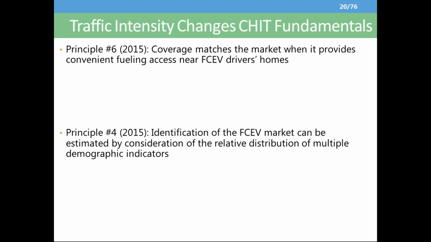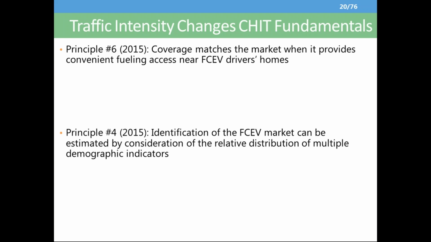So adding traffic intensity data came out of the question from the public and other stakeholders about, well, CHIT has been defined to try to place stations near first adopters' homes or where you think the first adopters' homes are likely to be, but what about where people drive? Isn't it important to have stations along people's commutes as well? We'll actually look at that question later, but we went ahead and tried to work on figuring out a way to add that in.